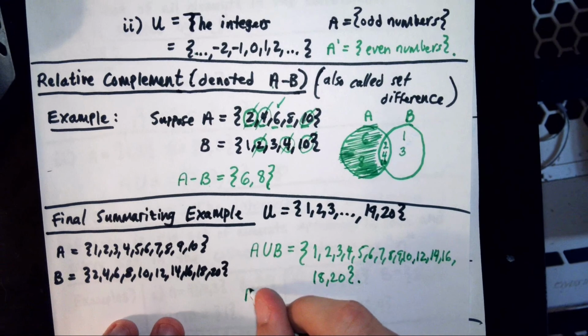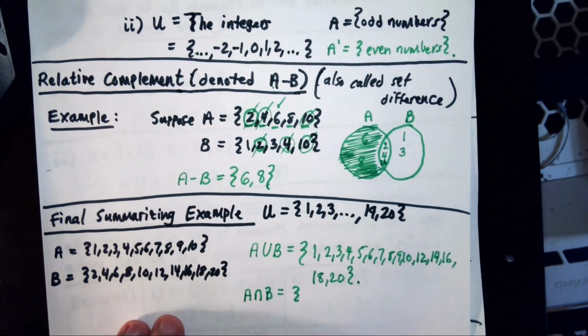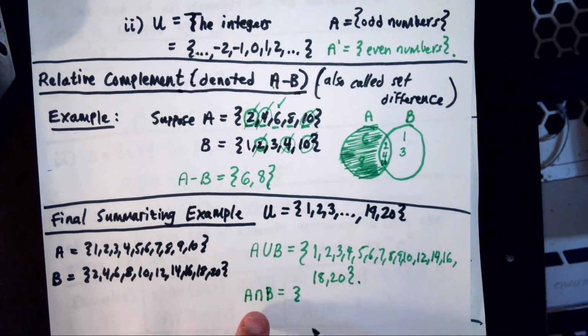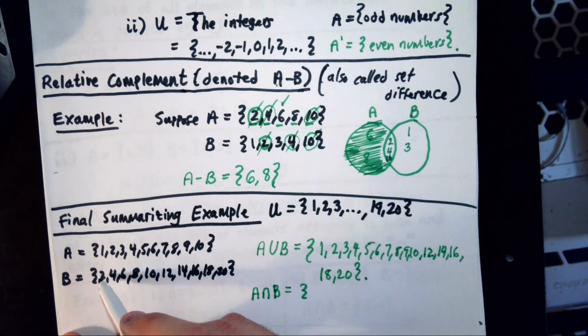Next, let's do the intersection. A intersect B. Remember, intersections are what is in common in the two sets. So let's see. We've got the number 2 in each, right?